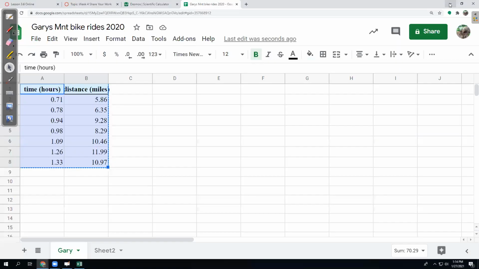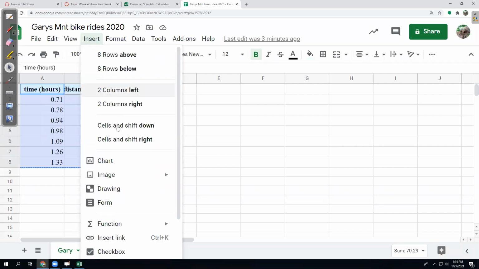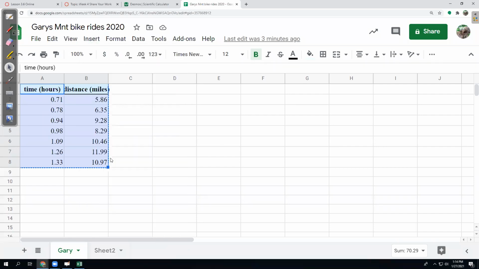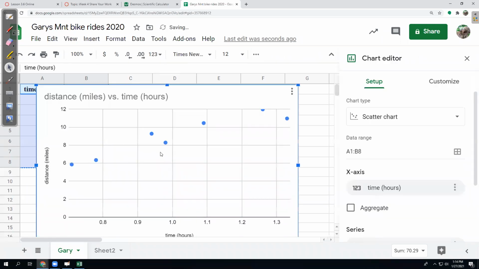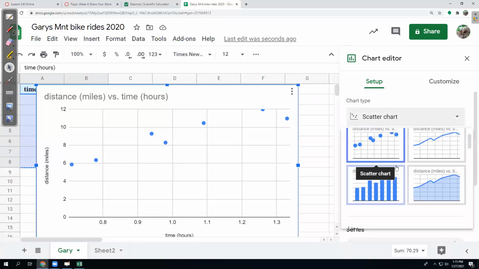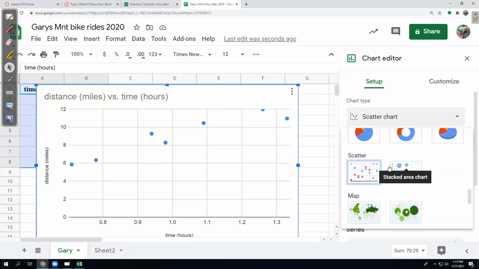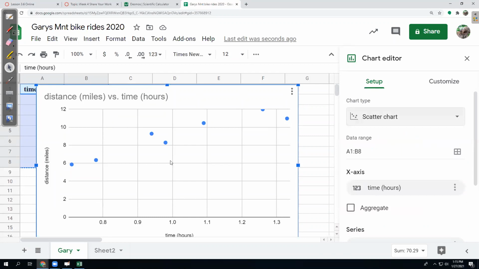I'm going to go back, I'm going to do the same thing here in my Google Sheet. It works almost exactly the same way. Highlight, insert, chart. And hey, Google guessed I wanted a scatter plot. If it didn't, then I would go through the list until I found scatter, and then I would select it.